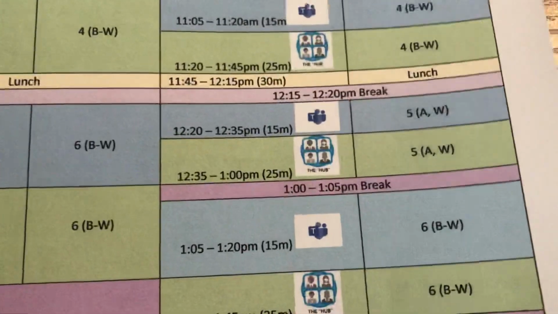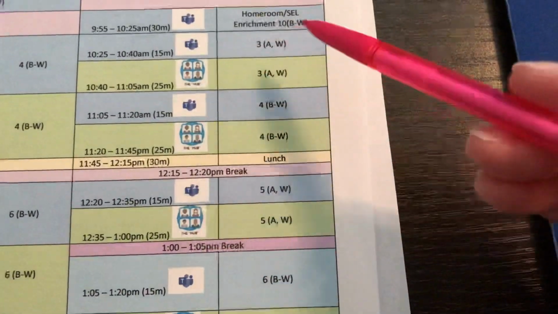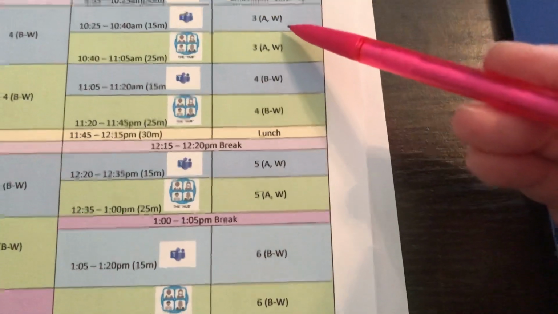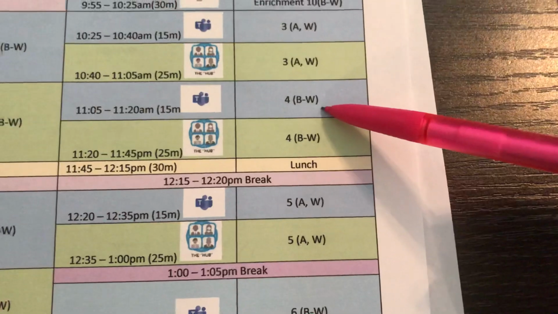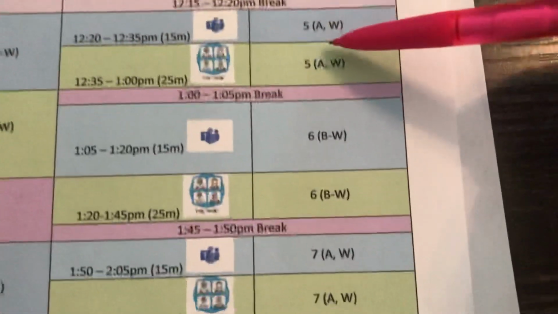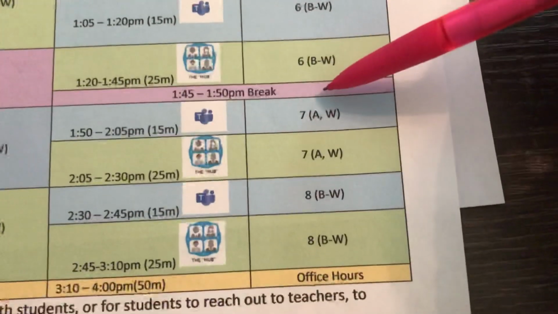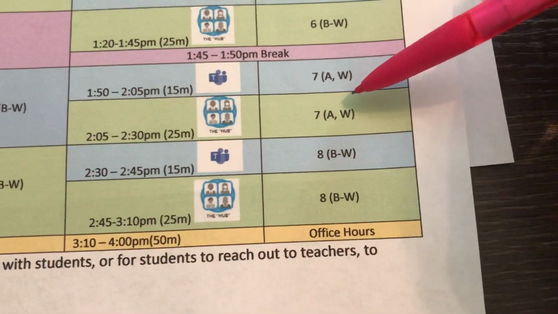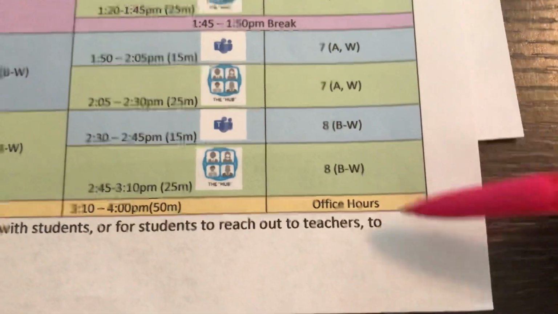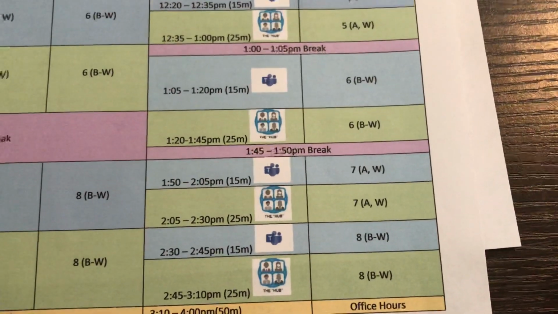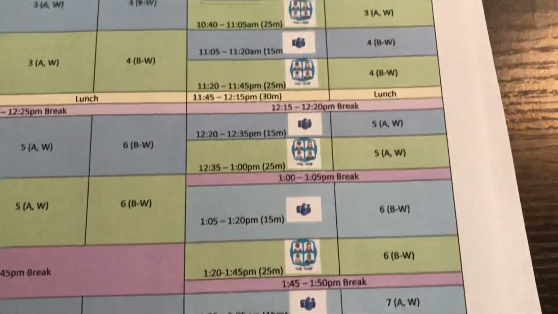Then back to our schedule. At the end of that enrichment class, you're going to go into A3. At the end of A3, you'll go to B4, lunch, A5, a little break, B6, a little break, and then A7 and B8. At the end of that is office hours to go in and talk to your teachers. All right, so that is how to look at your schedule and the bell schedule, at least for the very first day.